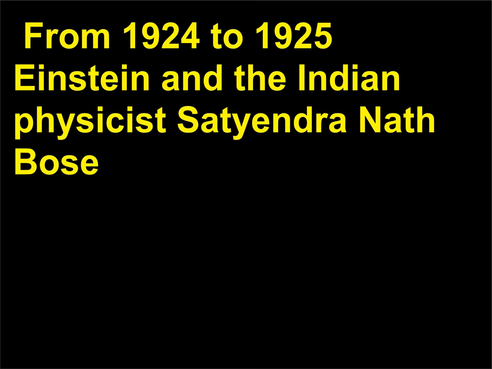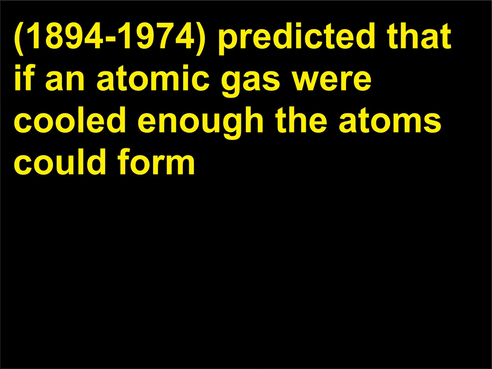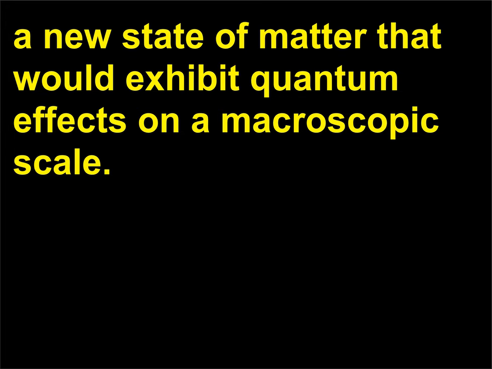From 1924 to 1925, Einstein and the Indian physicist Satyendranath Bose (1894 to 1974) predicted that if an atomic gas were cooled enough, the atoms could form a new state of matter that would exhibit quantum effects on a macroscopic scale.